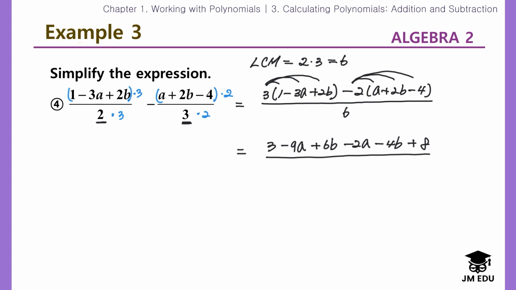Over 6. Right? So that is equal to, let's look for like terms. We have minus 9a minus 2a, right? So that's going to be minus 9 minus 2, that's minus 11a. Let's look at b terms. 6b minus 4b. 6 minus 4, that's 2b, right? So 2b. Constant, we have 3 plus 8. That's plus 11. So plus 11 over 6.